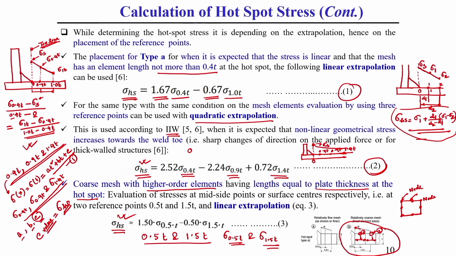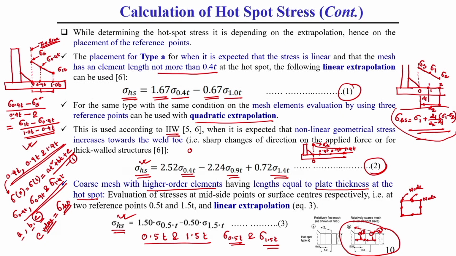This is called the linear extrapolation method for coarse mesh types of structure, and for fine mesh types of structure, linear as well as quadratic types of extrapolation I have shown in equations number 1 and 2. These are generally used once the toe is lying on the surface of the plate. This you should keep in mind, and this is generally for type A hot spot point, and this is also called type A hot spot stress. This you should keep in mind.